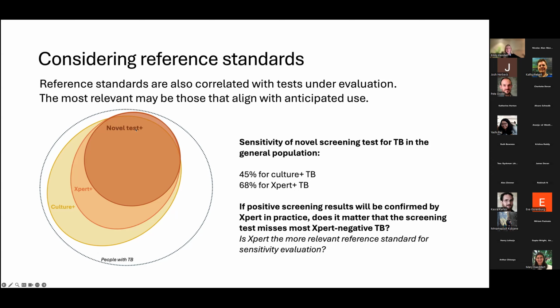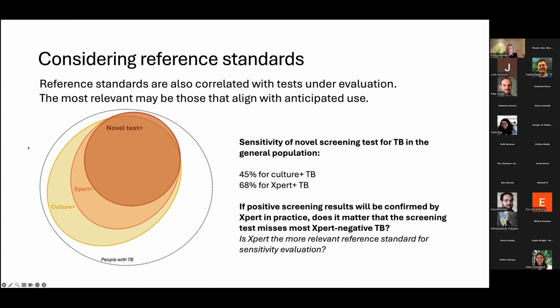But often, if this novel test is a screening test that we want to use at scale to look for TB in the entire population, then we're probably not going to be doing culture as a confirmatory test for everyone who screens positive. And maybe there are some novel tests that we could think about using as a single step test and treating everyone who's positive. But if we're developing a test for use in a two-step screening algorithm, then maybe it's more relevant to estimate sensitivity relative to the test that's actually going to be used for the confirmatory step in practice.